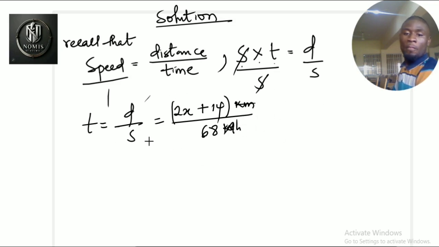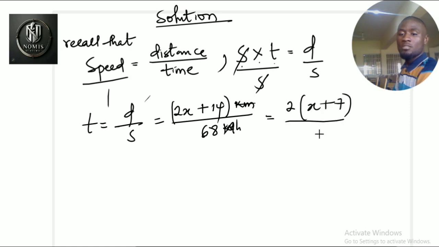So from here, can we factorize something out? Yes, we can factorize 2 out of this numerator to make it simple. When we factorize 2, we have 2 into bracket x plus 7 all over 68. Still to make it simple, 2 into 2 is 1, 2 into 68 is 34. So this becomes x plus 7 all over 34.